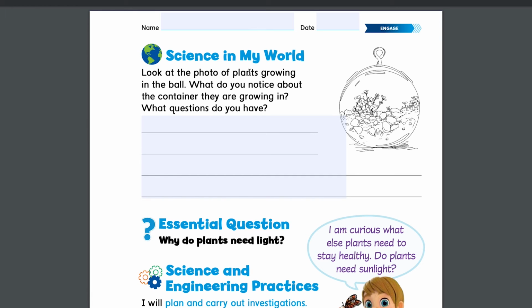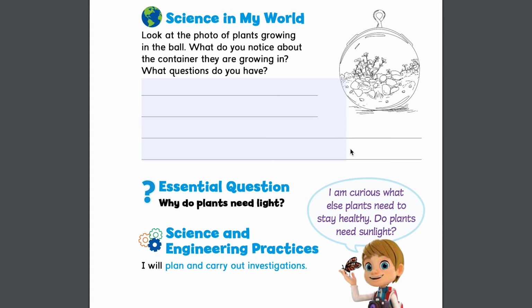Look at the photo of plants growing in the ball. What do you notice about the container they are growing in? And what questions do you have? Well, the container is glass because we can see through it. So because it's glass or clear, it allows sun to pass through. We might wonder what type of plant it is, how it can grow in a ball, and maybe some other questions.